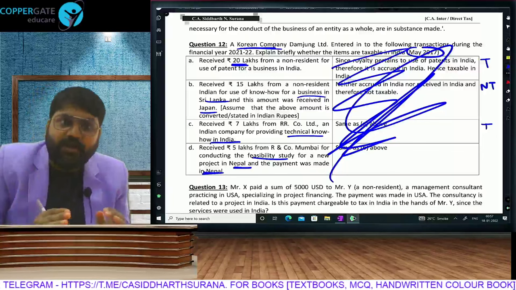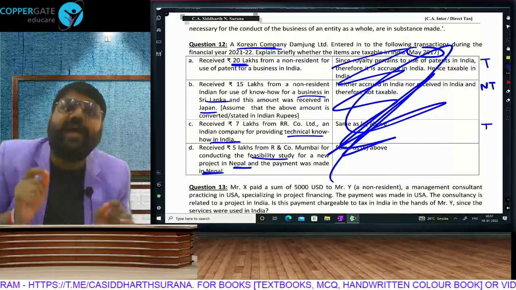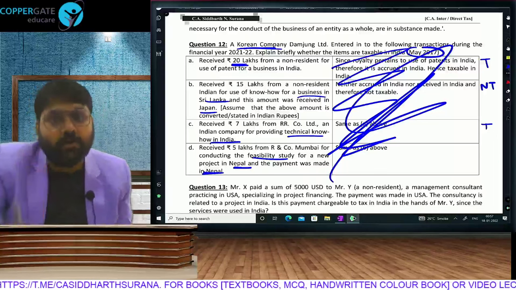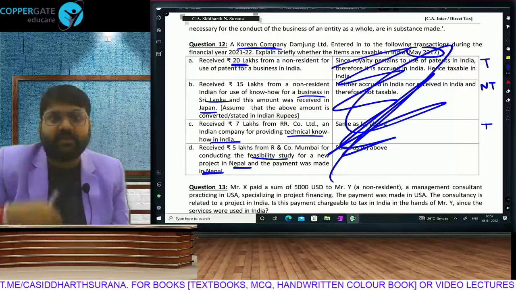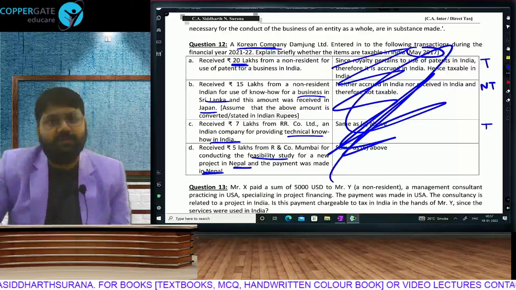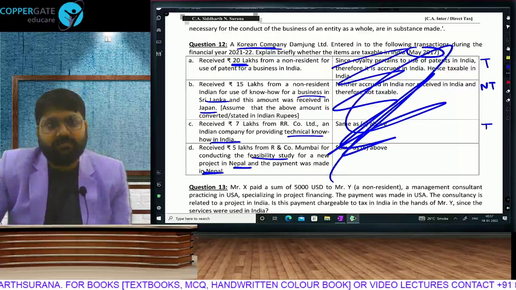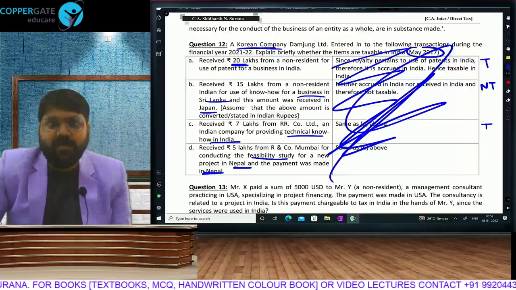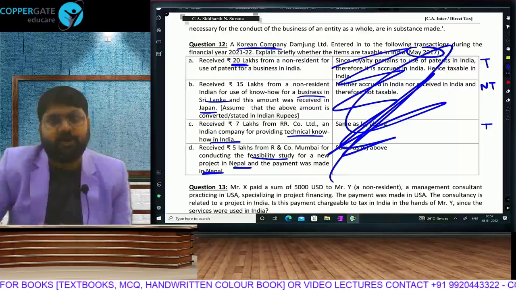That is accruing or deemed to accrue or arise in India only if the asset or my services are used in India. Now my question is, where are the services being used? Nepal. Nepal. And is it Indian income? Just because your client is an Indian.